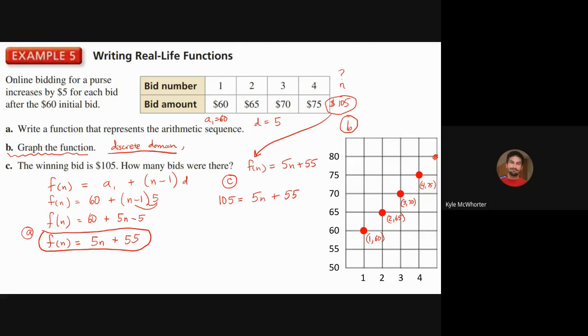So all we have to do now is solve for n. So we subtract 55 from both sides. We get 50 equals 5n. Divide both sides by 5. We get n equals 10. So that means there were 10 bids.